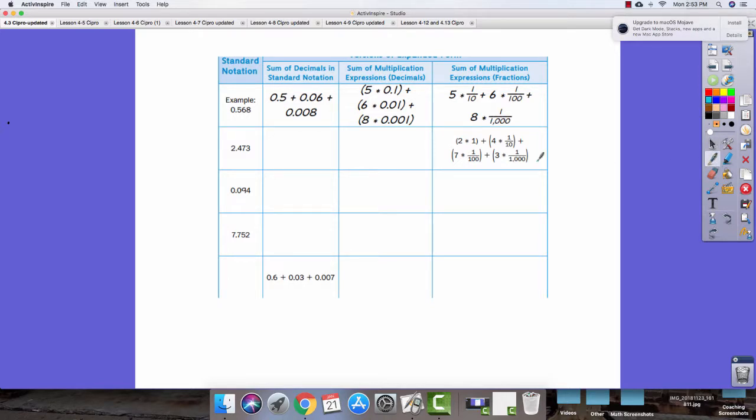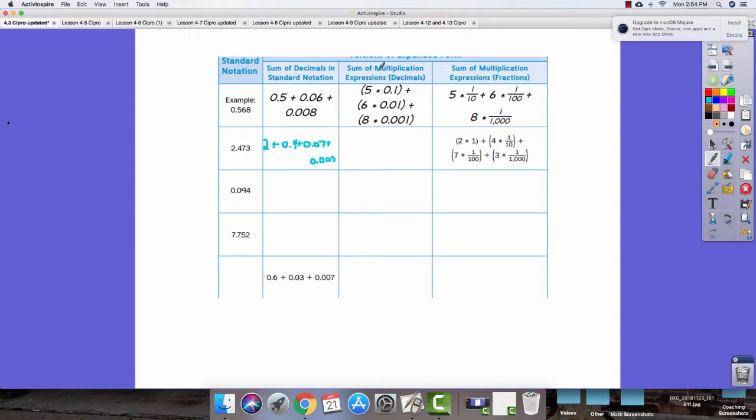So let's just do a couple of these examples. So 2 and 473 thousandths. So here I have 2 ones, so I would do 2 plus, that 4 is in the tenth spot, so 2 plus 0 and 4 tenths, plus, that 7's in the hundredth spot, so plus 0 and 7 hundredths, plus, and I'll have to fit that 3 down here, 0 and 3 thousandths, okay? And there's a decimal point that's supposed to be right there, okay?